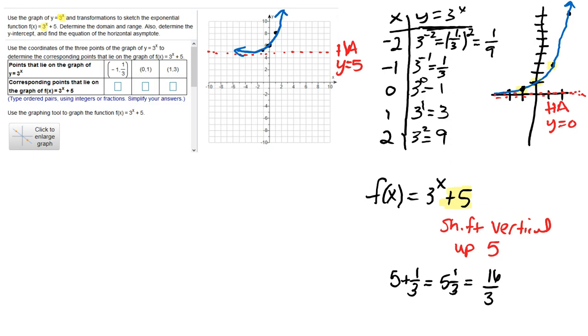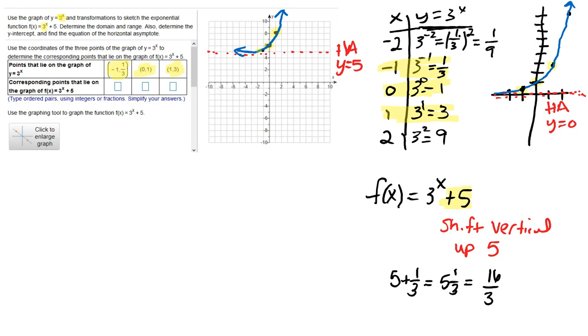Now, going back to the directions that we were given here, it says use the coordinates of the 3 points of the graph y = 3 to the x to determine the corresponding points on the graph of f of x equals 3 to the x plus 5. We did this. We figured out the original points over here. We had -1, 1/3, and that's what they gave us here. 0, 1 was another point, and 1, 3 was another point. And we showed where those points moved.